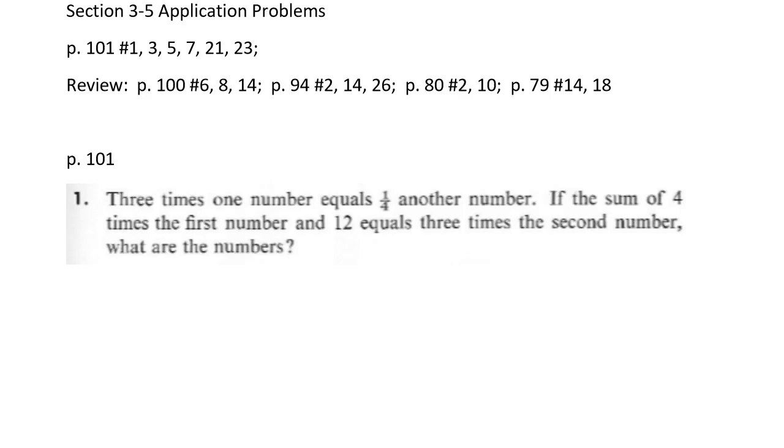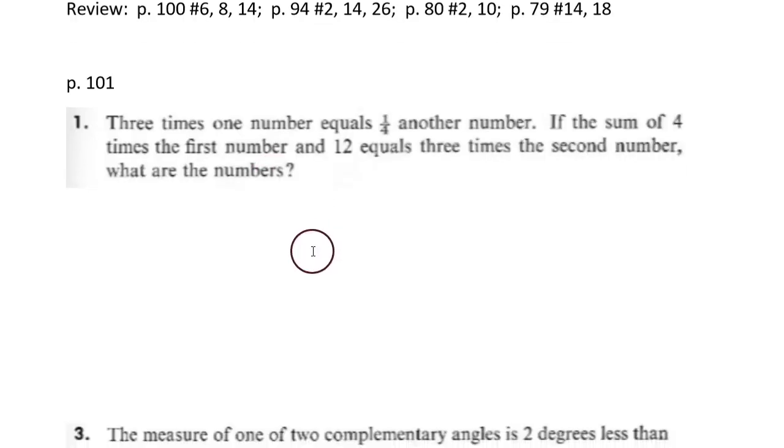Here are the homework solutions for section 3-5, the application problems. We're starting on page 101 with number 1. We're asked to use two variables to solve this word problem. So let's read the paragraph and decide what those two variables should represent.